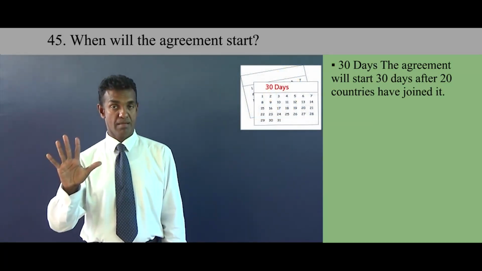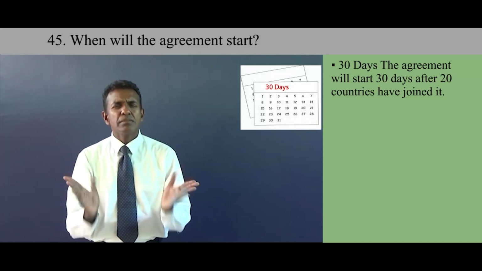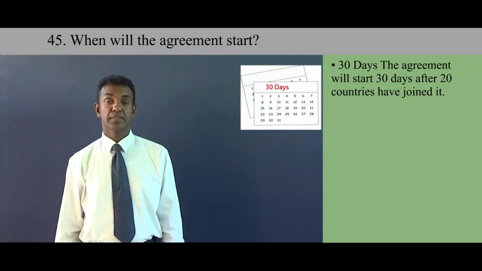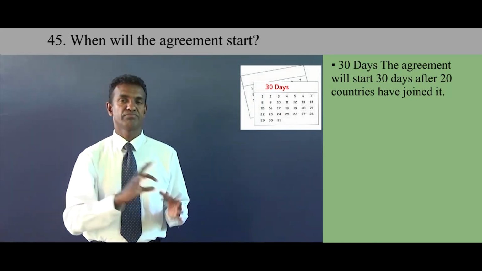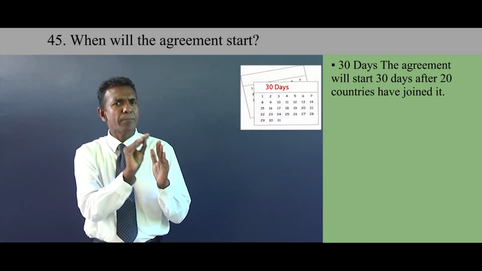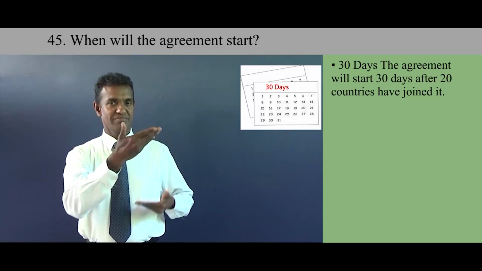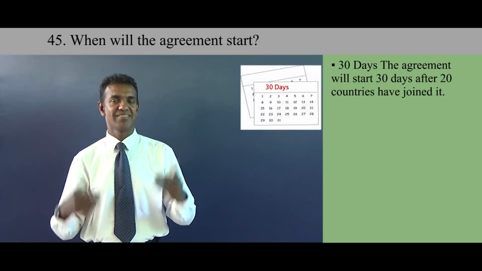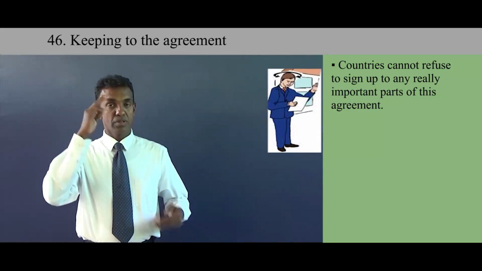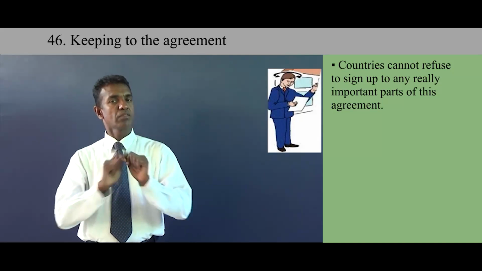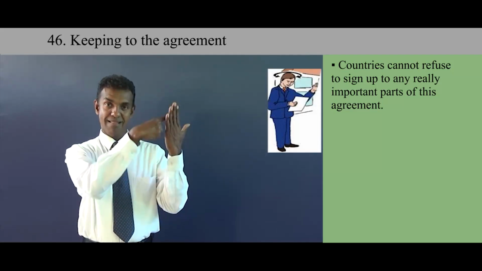When will the agreement start? 30 days. The agreement will start 30 days after 20 countries have joined it. Keeping to the agreement. Countries cannot refuse to sign up to any really important parts of this agreement.